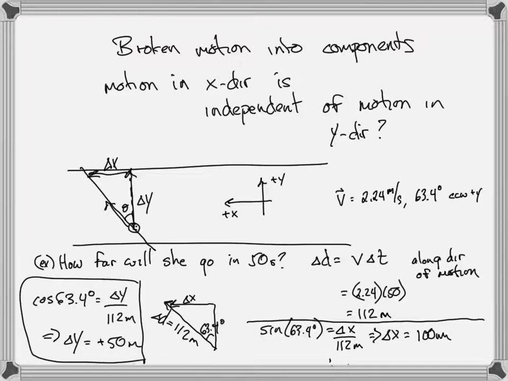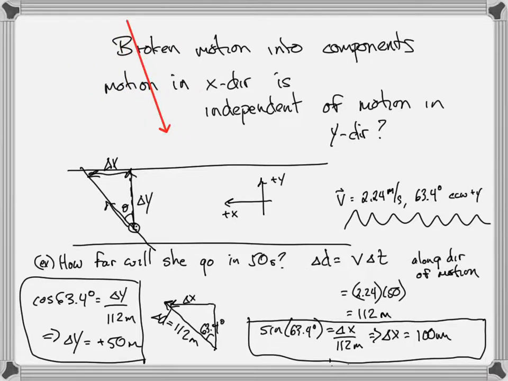So what I'm showing here is that if we do the two-dimensional motion, if we take into account both components at the same time, and we say, okay, the swimmer goes 50 seconds, we can figure out that the swimmer's going to go 100 meters downstream and 50 meters across, which is exactly what we got by breaking it up into components and treating the two components separately. We break motion into components, motion in the x direction is independent of motion in the y direction, and we can just solve for the motion in the two independent directions.